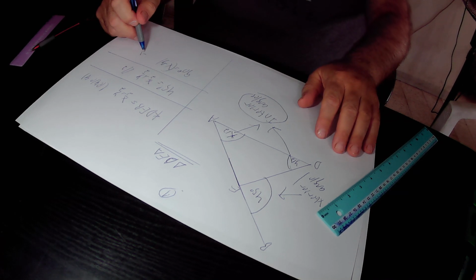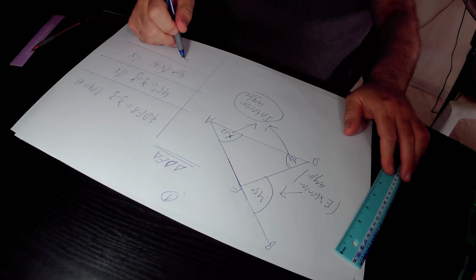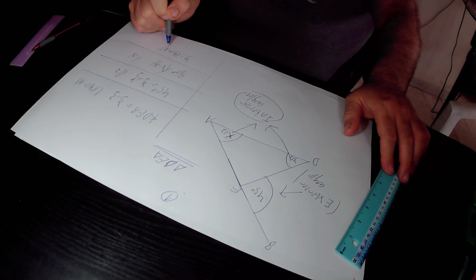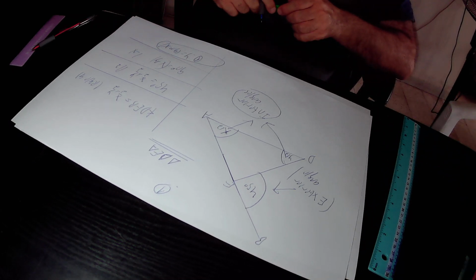Here we subtract x from this equation and finally we get that y equals 90 degrees minus x. This is equation 1, so according to equation 1, y equals 90 degrees minus x.